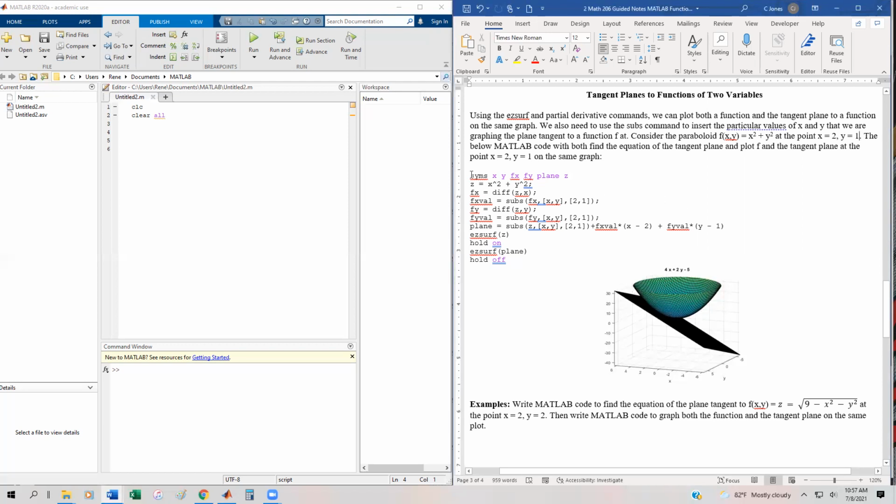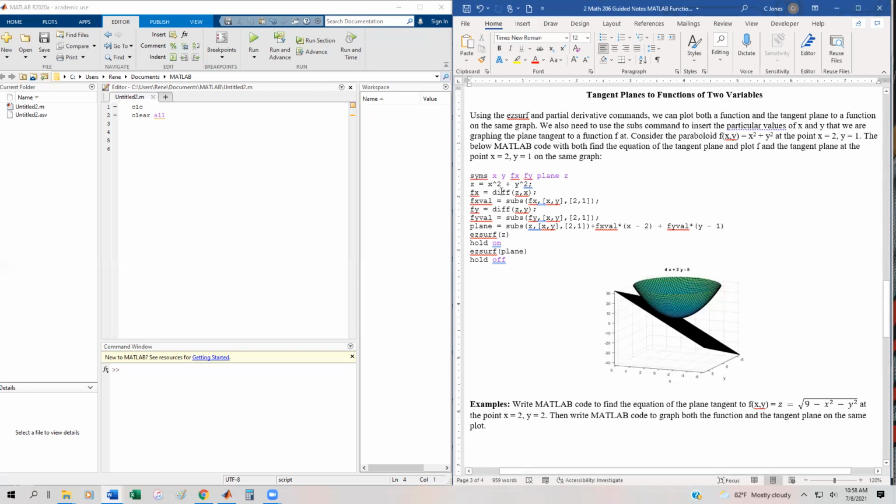So first of all, we're going to define a number of symbolic variables, x and y, obviously, because we need to find the derivatives. We're going to substitute back into fx and fy because remember, to find our equation of a tangent plane, we need to substitute into the slope in the x direction and the slope in the y direction. We're going to get the plane equation itself, and then z is going to be the function itself. So we define z as x squared plus y squared. We find the derivatives with respect to x and with respect to y, right here and right here.